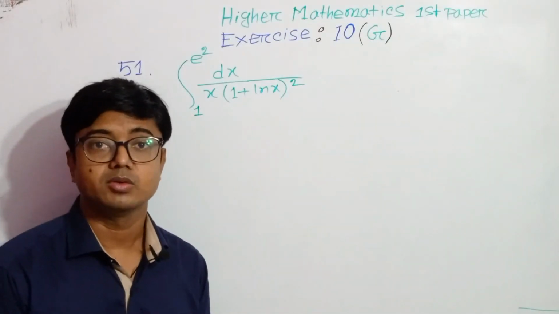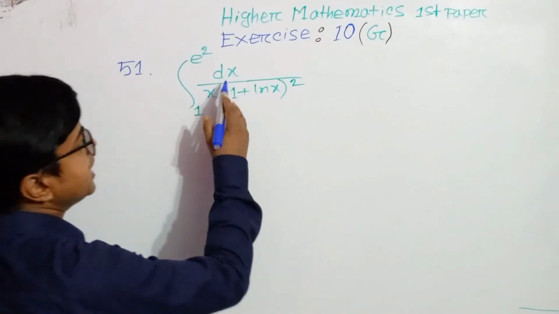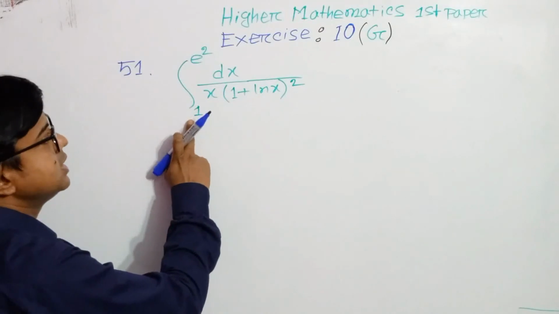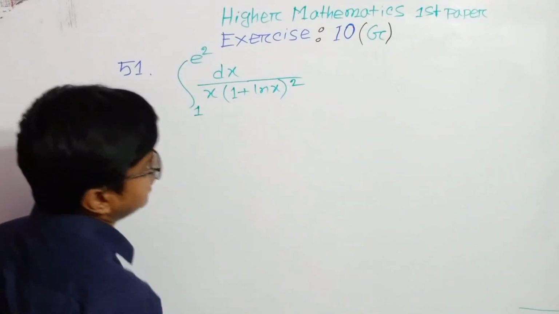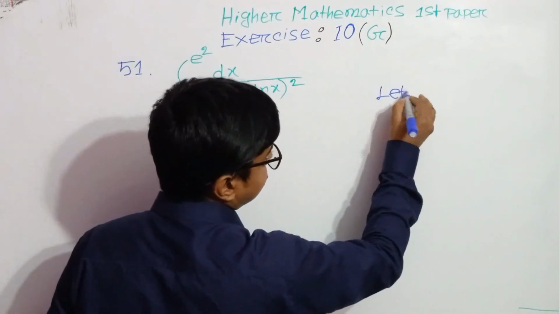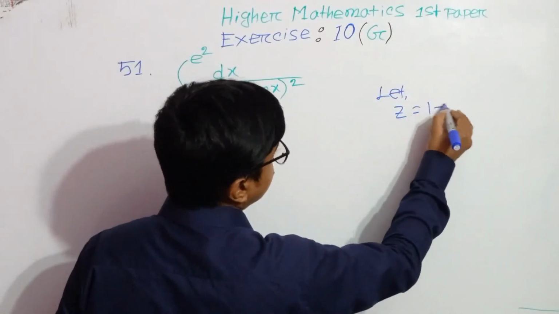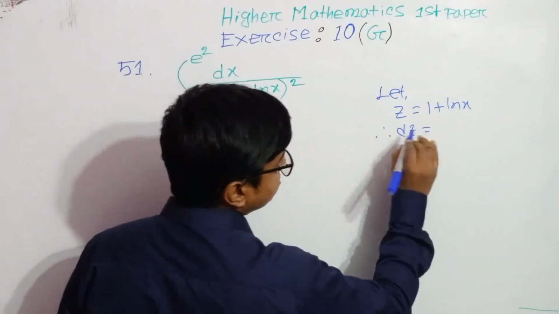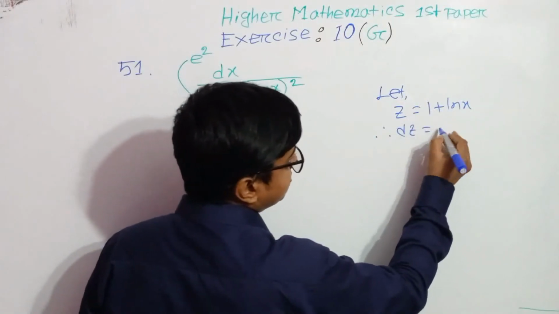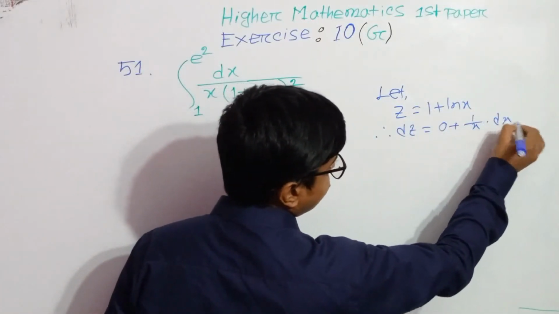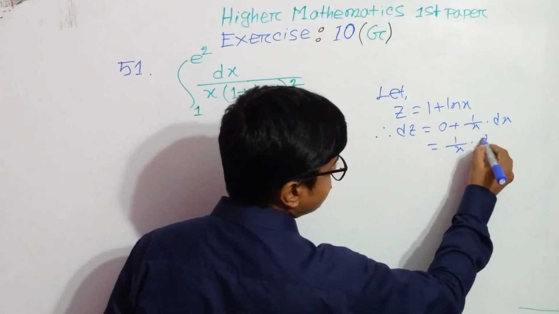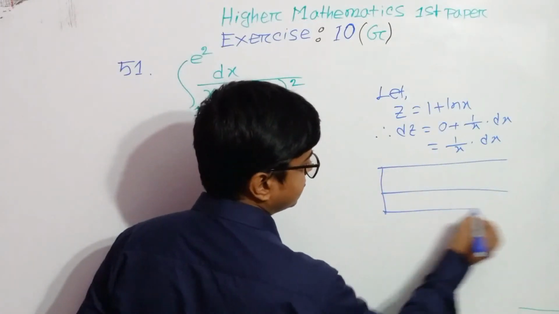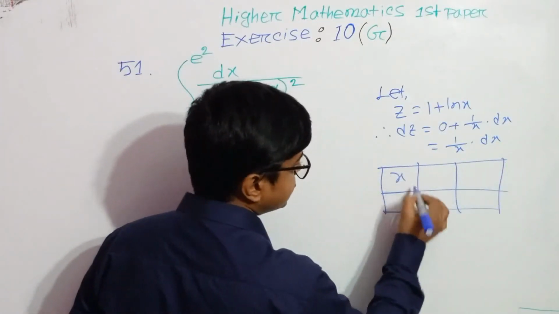Now question number 51. Integration of dx by x into 1 plus ln x whole square. Here lower limit is 0 and upper limit is e square. Now let z equals 1 plus ln x. So dz equals 0 plus 1 by x into dx, that means 1 by x into dx. Here x and z.